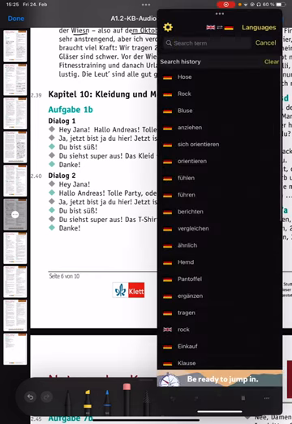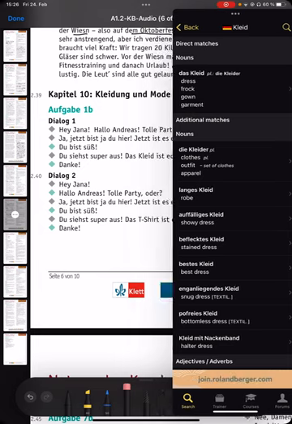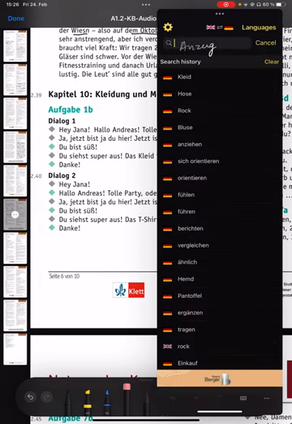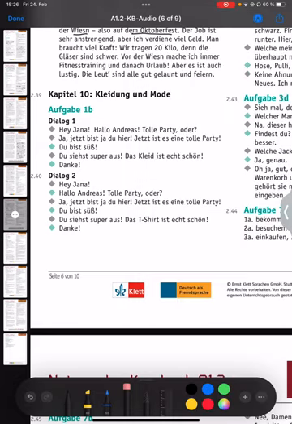Kleid is what? Dress, sorry, dress. Kleid is a dress, yeah. Anzug is a suit. Yeah, I don't know what I was thinking. Okay, so the dress is looking great. Thank you. Danke, thanks. Hey Jana, hallo Andreas, tolle Party, oder? Okay, this is him. Ja, jetzt bist du hier. Ja, now you are here. It is a great party. You are so sweet. Du siehst super aus. Das T-Shirt ist echt schön. That you are looking great. That T-Shirt is also very beautiful. So, yeah, T-Shirt is the right one.